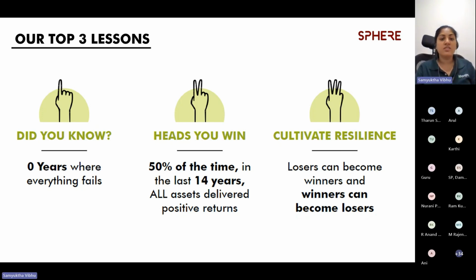Then the second thing is that heads you win, which is around half of the time, all your assets are going to deliver positive returns, which essentially means that there will be some years where some assets are giving you negative returns, but half the time your whole portfolio is going to give you positive returns. And the last is that we need to cultivate resilience in our investment portfolios, right? That is the only way you can have a well balanced and structured portfolio, and you can have a portfolio that does well in different environments.